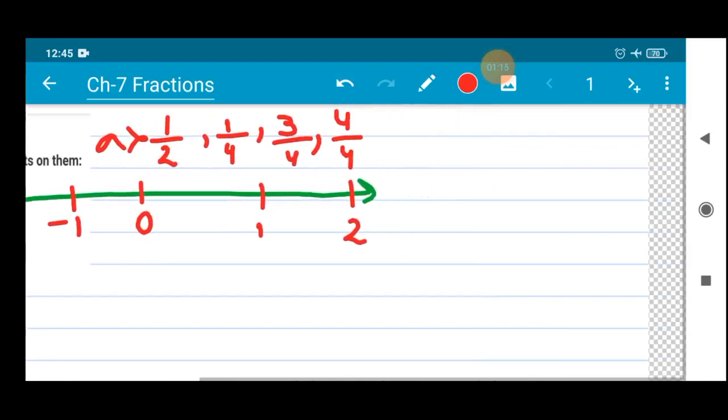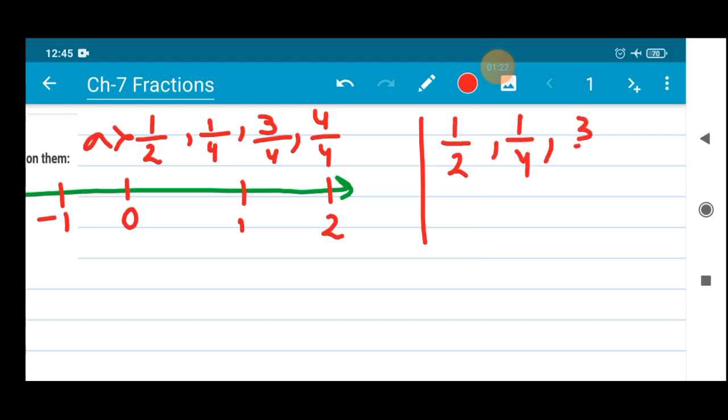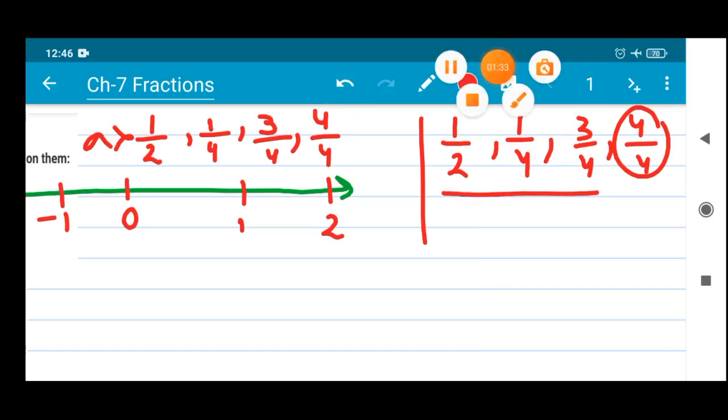Okay, before this, let us understand what these numbers actually are. What are these 1 by 2, 1 by 4 and 3 by 4? What are these fractions considered? These fractions, except 4 by 4, are basically considered proper fractions, isn't it? Those fractions in which the numerator is smaller than the denominator are considered proper fractions. I have already discussed proper fractions in the last class also.